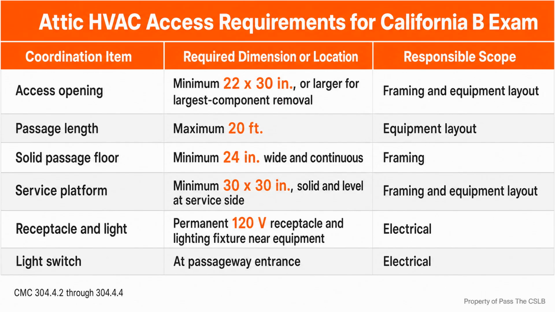The better decision is early coordination. Confirm the equipment footprint and largest removable component before the hatch is framed. Reserve the drain elevation before ducts and plumbing fill the chase. Mark the service side before the platform is built. Put the electrical requirements on the rough-in list instead of discovering them at final. Several confusions are worth clearing up because they produce believable-looking defects.